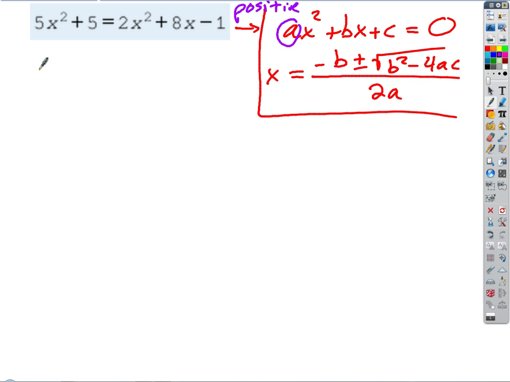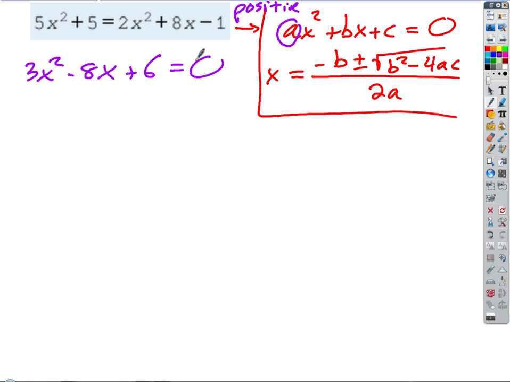If I subtract 2x squared, that's going to leave me with 3x squared over here, right? Okay, you guys getting this? Okay. 3x squared, I'll subtract the 8x over to this side. And then when I add 1 to the 5, I just get what? Plus 6? Okay, agree? All right. So there's my quadratic equation in standard form.